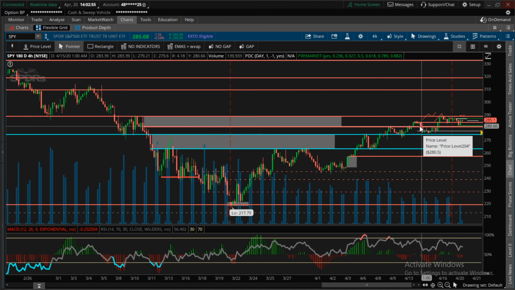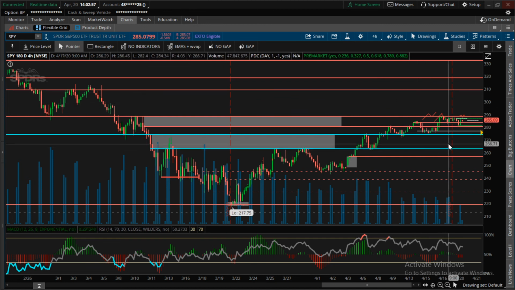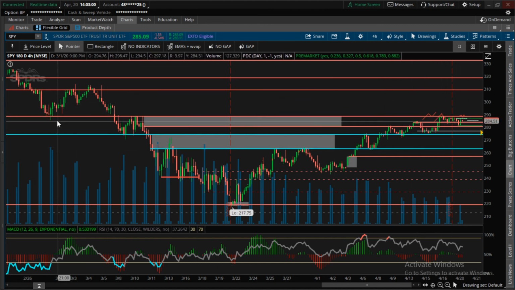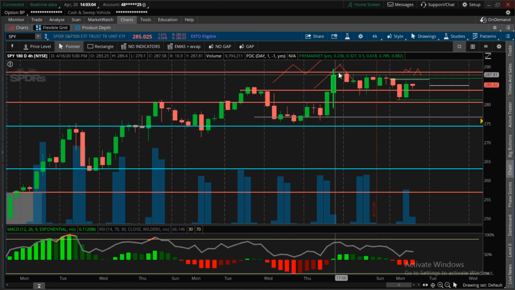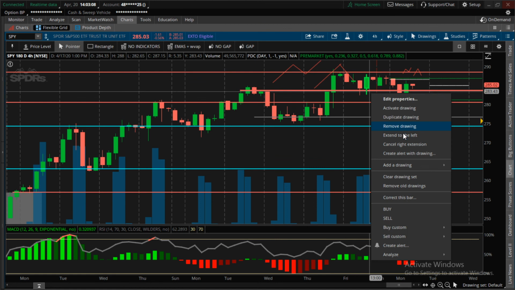Turned to support and tried to run. All right, so it came to this resistance right here. It was support, resistance now, and now it's acting as resistance right here for us too. So we don't know exactly what is happening right now.